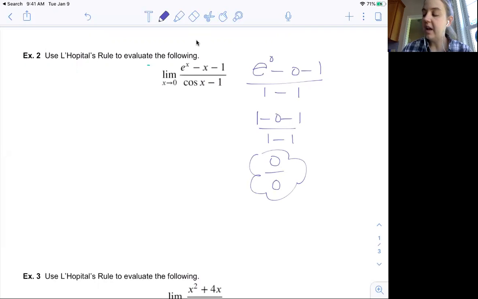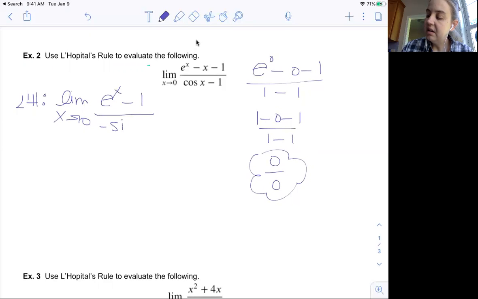We're allowed to use L'Hopital. So this is my notation. This is not an official calculus thing. L'Hopital's rule will be the limit as x approaches 0. The derivative of e to the x is e to the x. The derivative of x is 1. The derivative of 1 is 0, so we don't have to worry about that. The derivative of cosine is negative sine. And the derivative of 1 is 0.